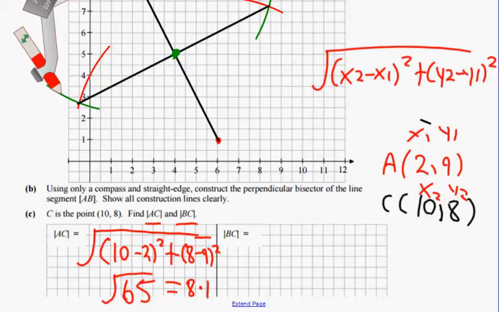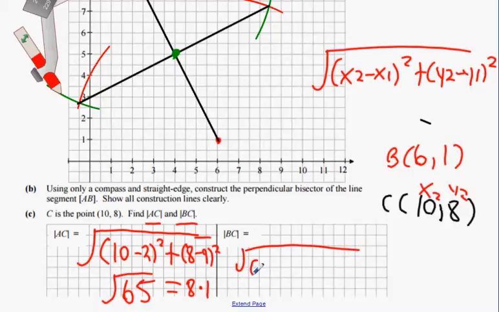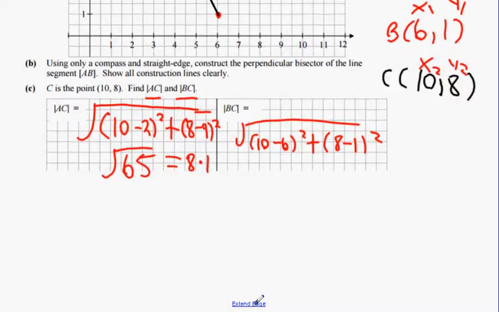You're telling me B is 6, 1, is it? Yeah. Okay, and we do the same procedure again. So we're going to do 10 minus 6 squared plus 8 minus 1 squared, and what happens then? It's going to be 16 plus 49, which is root 65. Is that okay with you?